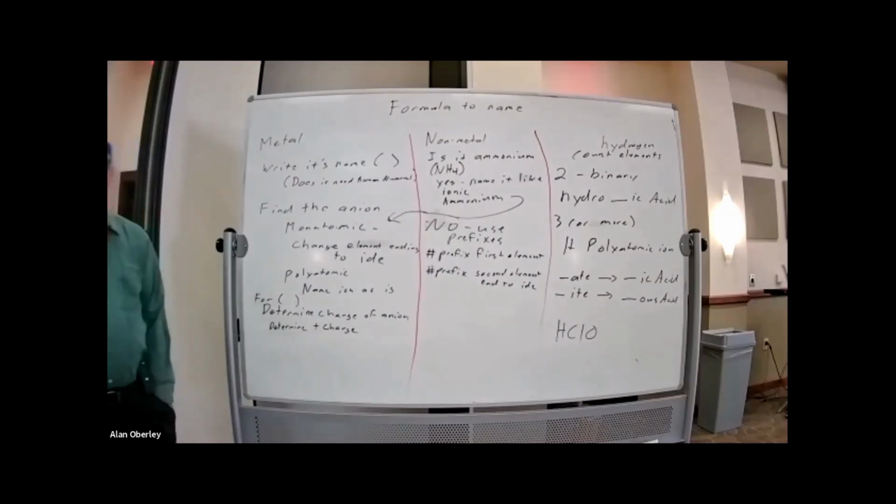This doesn't look too bad, right? Makes it a little simpler to think through this, right? When we go from the formula to the name, we're going to kind of go the other way around, all right?